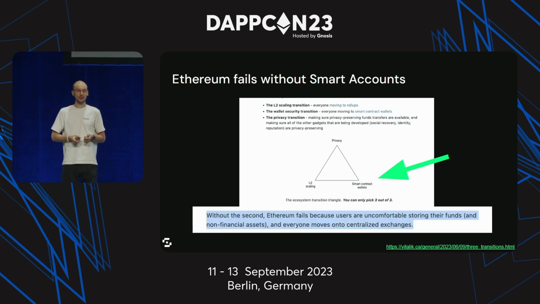So specifically relevant for us here is that second one. Ethereum will fail, according to that blog post, because users would be uncomfortable storing their funds and their non-financial assets, and everyone would just move or stay on centralized exchanges. And this triangle here is not one of those triangles where you can pick 2 out of 3. No, you actually need all 3 of them.